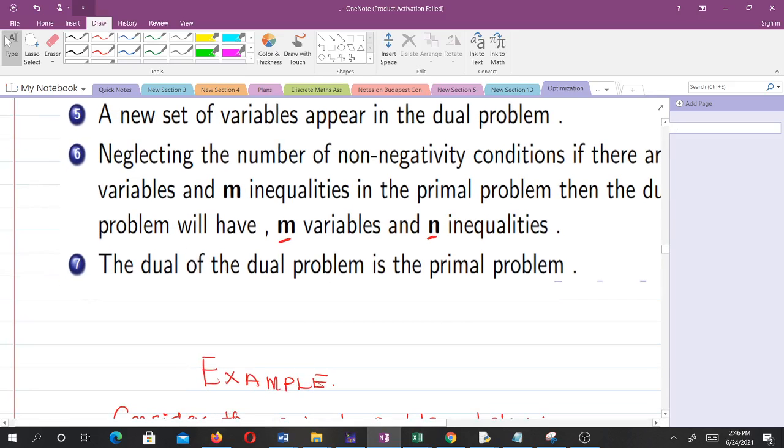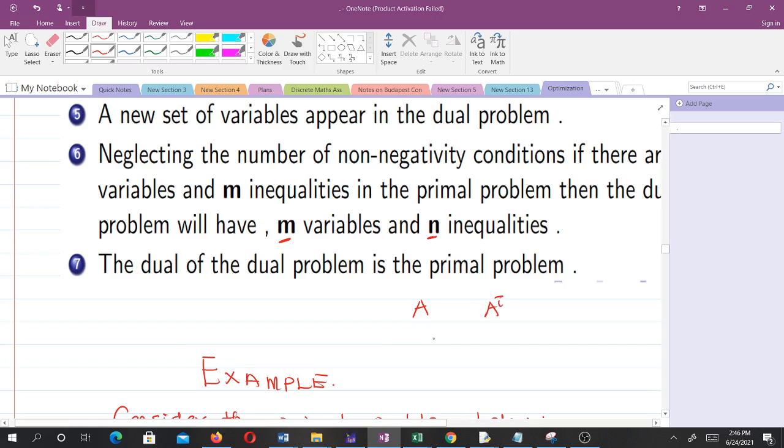And the seventh one says the dual of the dual is the primal problem. So with everything that we've said, this is what it implies. If you have a primal problem and you want to convert it to a dual problem, you would have to write the primal problem in the form of a matrix. So let's say a matrix A, starting with the constraints, and the last entry is going to be the coefficients of the objective function.